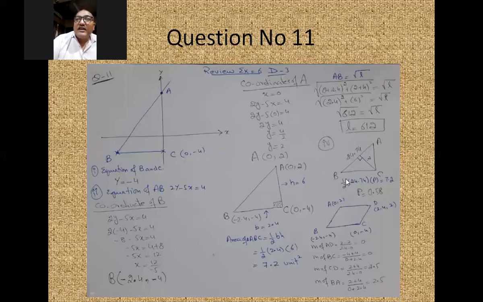So I'm calling it the perpendicular. This side I'm calling P, perpendicular. So 1 by 2 into the base into the height, and we already know that that is 7.2. So if I make P alone, 7.2 multiplied by 2 divided by 24.74.